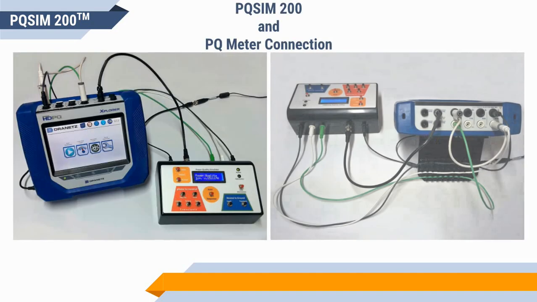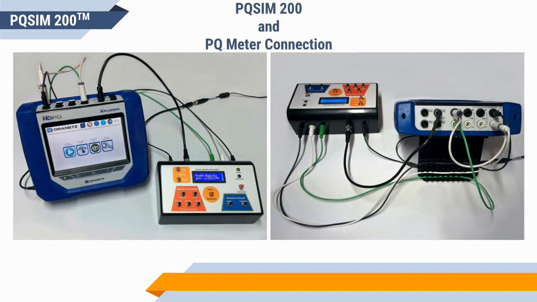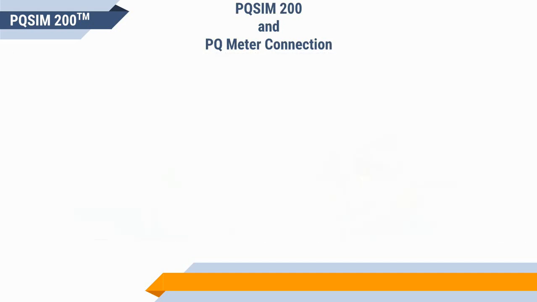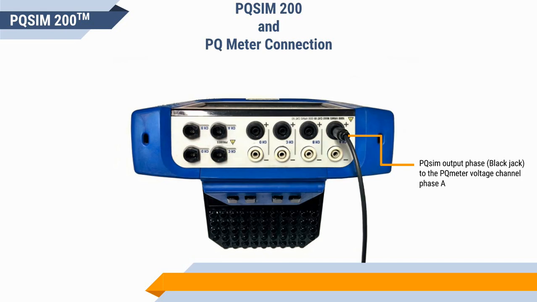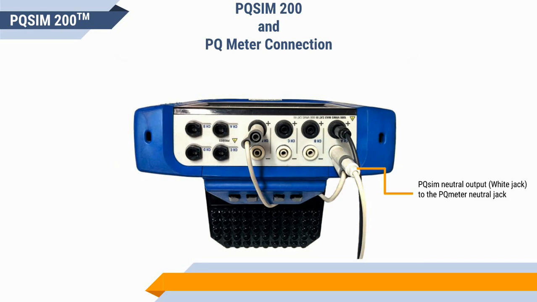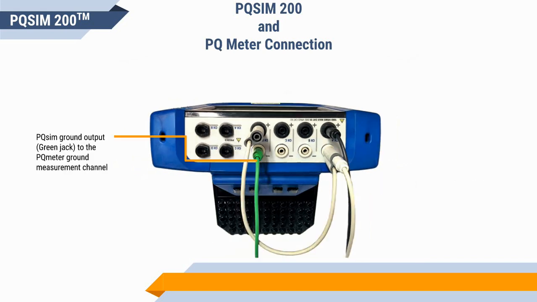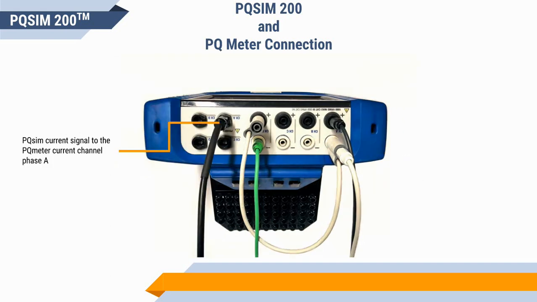Connecting the PQSim outputs to the PQ meter. Use only the provided cables or the standard PQ monitor cables and accessories to connect the PQ output jacks. Output phase to the PQ meter voltage channel phase A. Neutral output to the PQ meter neutral jack. Ground output to the PQ meter ground measurement channel. Current signal to the PQ meter current channel phase A.